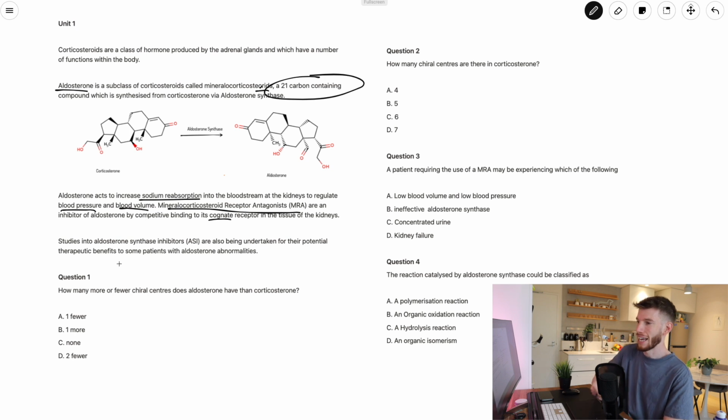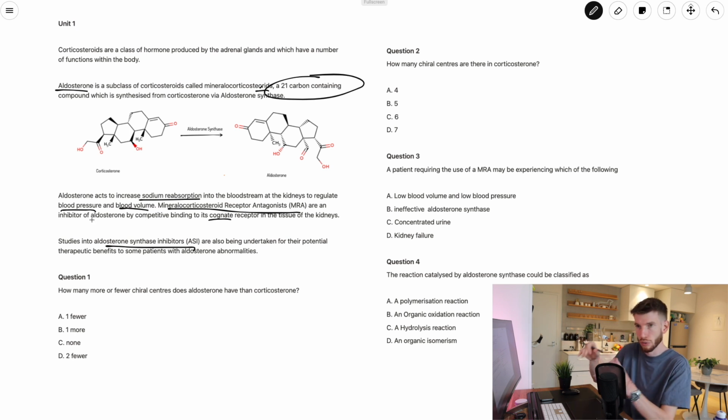So understanding how receptors work, understanding what competitive inhibition is, is going to be helpful. Knowing what a cognate receptor is going to be completely irrelevant though, right? Otherwise, they will define what that means. Then studies into aldosterone synthase inhibitors, so ASI, so we've got a second definition now, are also being undertaken for their potential therapeutic benefits to some patients with aldosterone abnormalities.